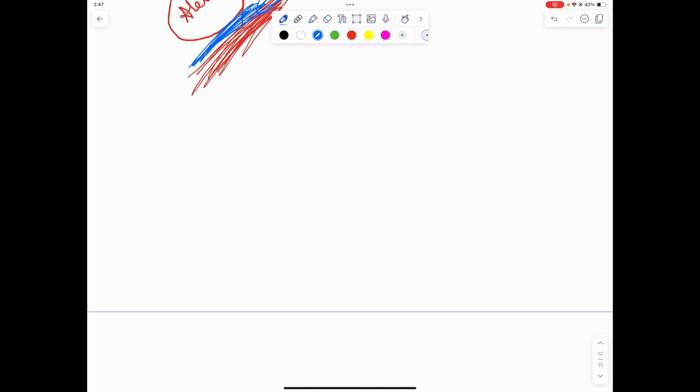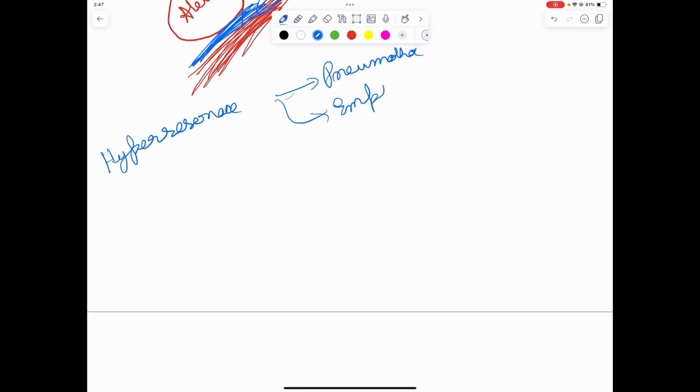And also there are certain things that you will solve questions. Whenever there is hyperresonance, it is given. Hyperresonance is found with air, so it indicates that there is a lot of air. The lung will have a lot of air in two major conditions: outside the lung but inside the pleura, that is pneumothorax, and also in emphysema, where the alveoli themselves have been destroyed, yet the lung capacity increases.